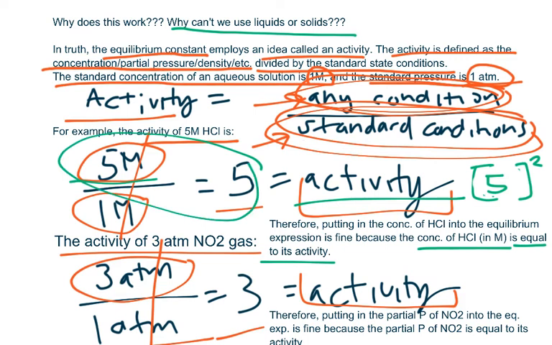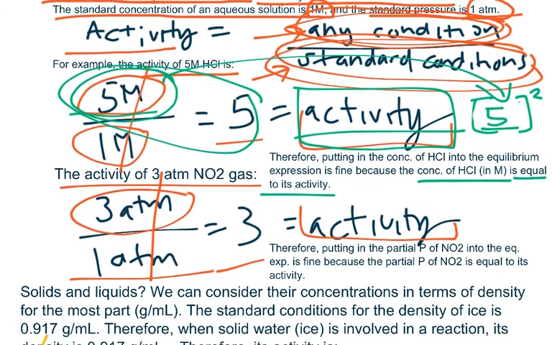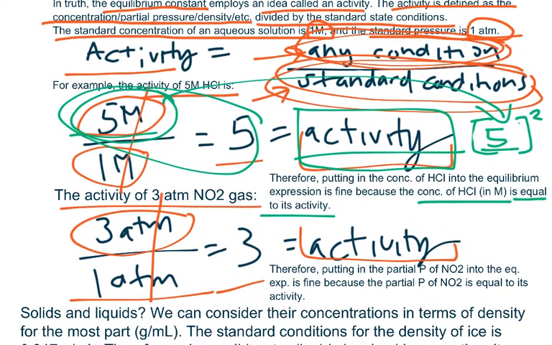So either way, if you plug in 5 as the activity, or if you plug in 5 molarity, they will both be numerically the same, which is why you are allowed to plug in the concentration of solutions into the equilibrium constant, even though you're actually supposed to use something called the activity to do it. But since activity and concentration are the same, then you could plug in either one and you'll get the same numerical answer. Now, what about pressure? Well, the partial pressure of a gas like NO2 is equal to its activity.